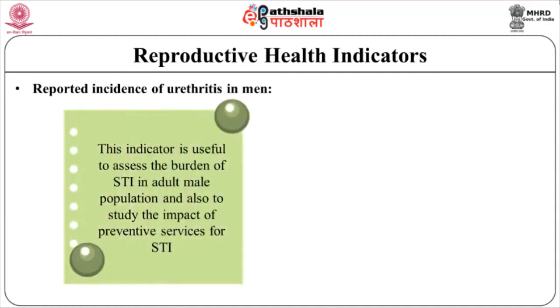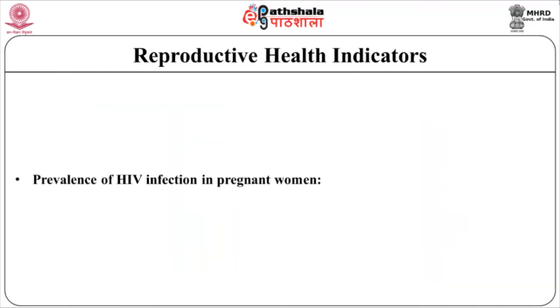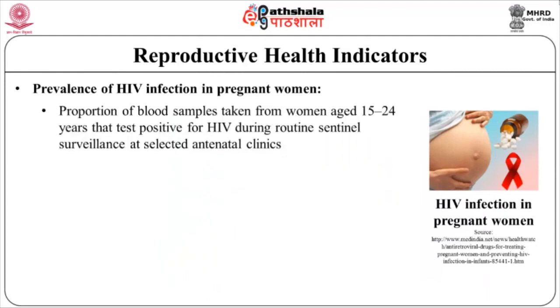This indicator is useful to assess the burden of STI in the adult male population and also to study the impact of preventive services for STI. Self-reported symptoms should be interpreted with caution in assessing the impact of preventive and treatment services according to WHO 2006. Now let's have a look at the prevalence of HIV infection in the pregnant women.